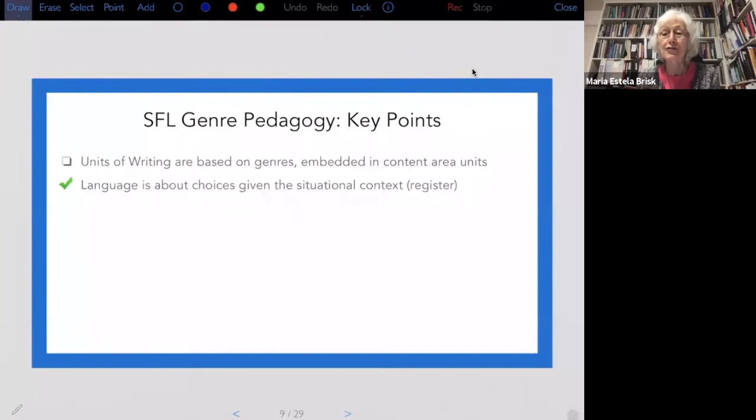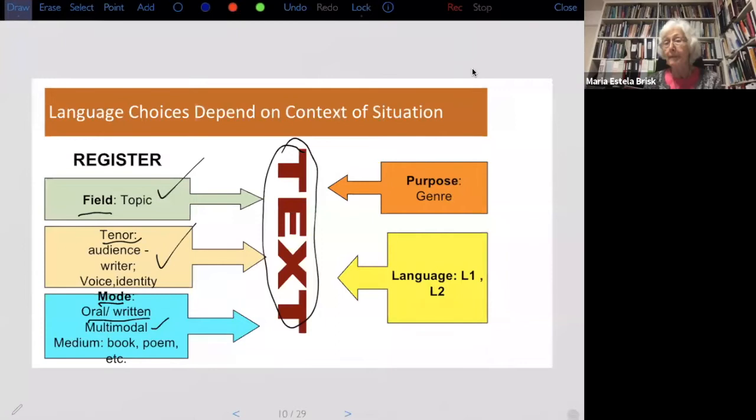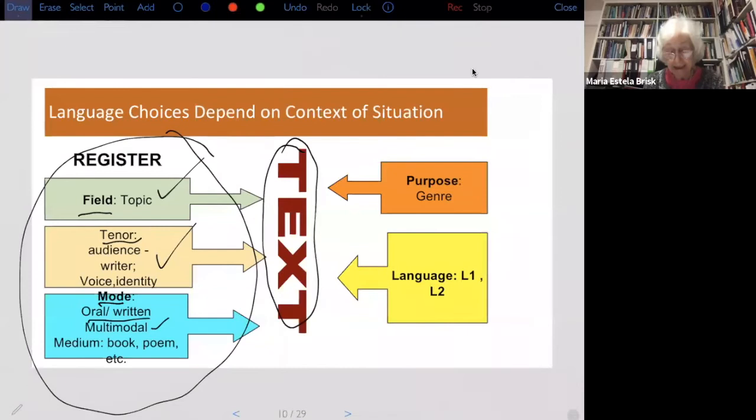That's the way, you know, I'm old, so that's the way I was taught. So the language choices that we use to write a particular text depend on the topic of the text, or the field, as the SFL scholars say, the tenor, or the audience and voice, the mode, whether it's oral, written, multimodal, or the medium, whether it's a book or a poem or a PowerPoint. All of these things play a role in the choices of language that the students are going to make.